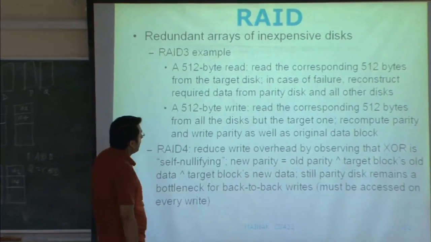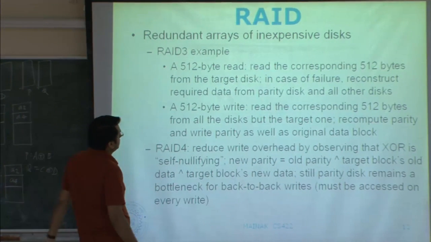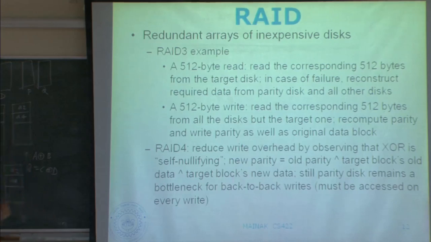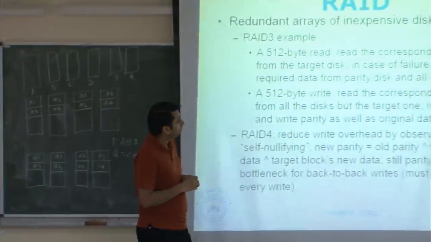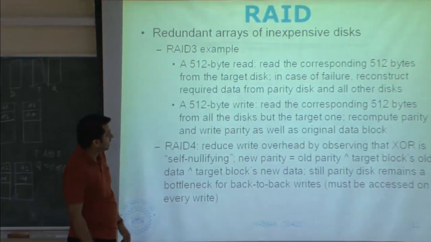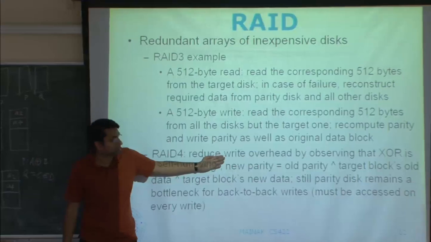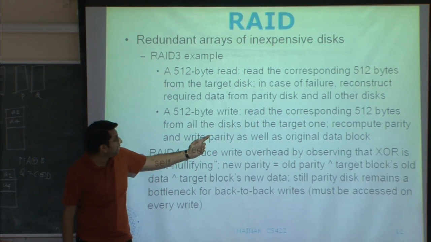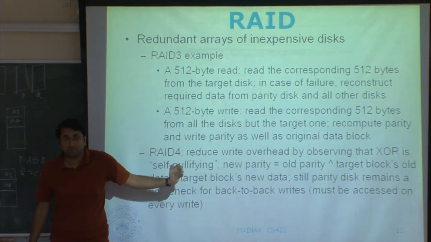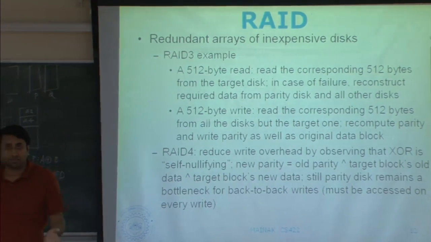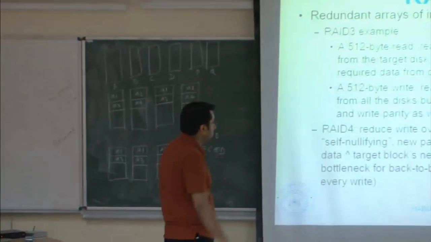A 512 byte write is actually more expensive. You first read the corresponding 512 bytes from all the disks except the target one, recompute parity, and write the parity as well as the original data. So here, for computing the parity, you need to read all the disks. But actually, that's not necessary because of the property of XOR.